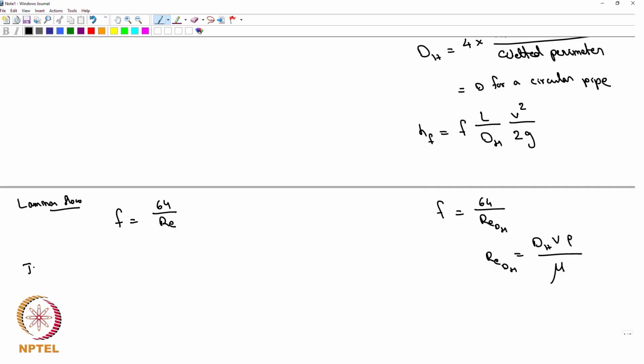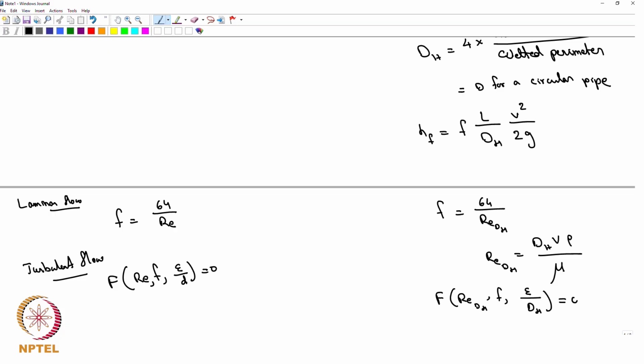For turbulent flow, we will get some relation containing Reynolds number, friction factor, epsilon by D. Here we will use the same relation, but we will use Reynolds number based on D_H, and epsilon divided by D_H. So what I'm saying is that everything that you have done so far, we will just borrow the same framework. We'll just replace all diameters with hydraulic diameter. Assume that that's going to work.